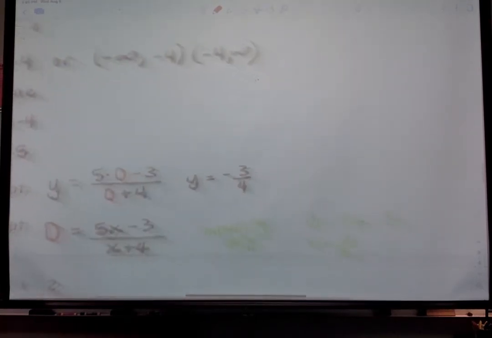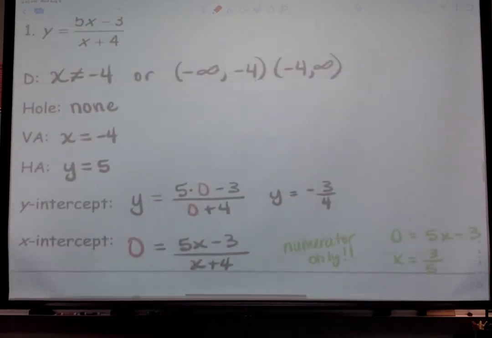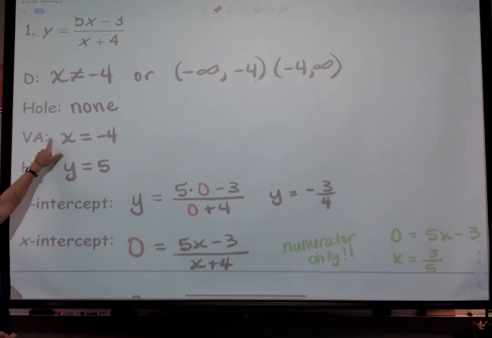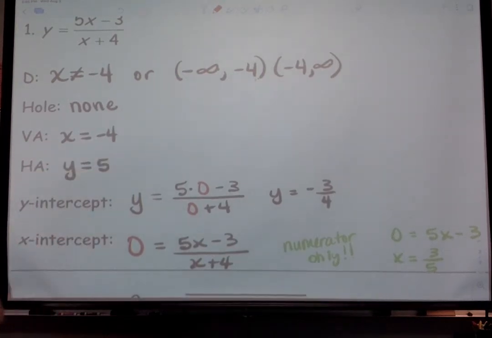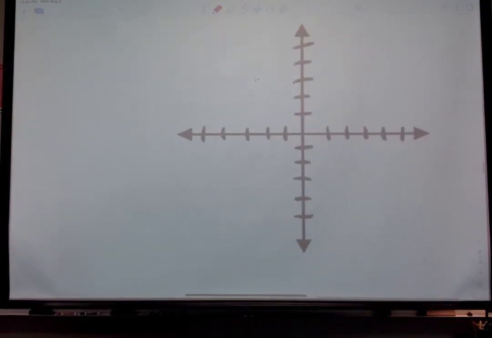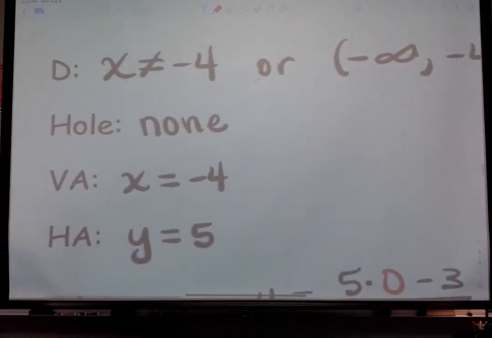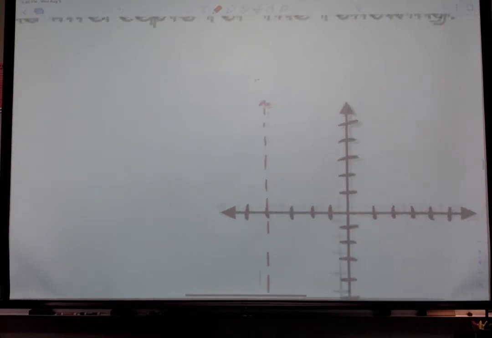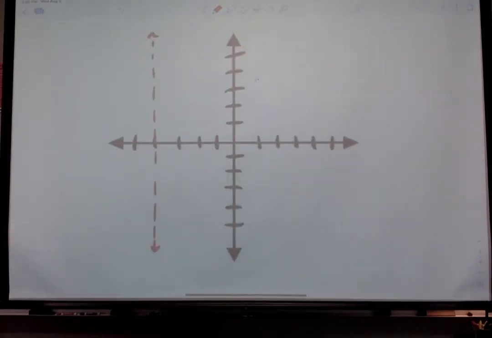I'm going to take all that information and come over here to my graph. I think the first thing I'm going to do is put a vertical asymptote at x equals -4. Here I go. You with me? -4. 1, 2, 3, 4. Vertical asymptote. There I go. What next? Ooh, horizontal asymptote, y equals 5. Let's draw it. Horizontal asymptote, 1, 2, 3, 4, 5.